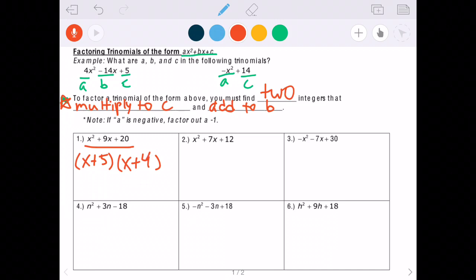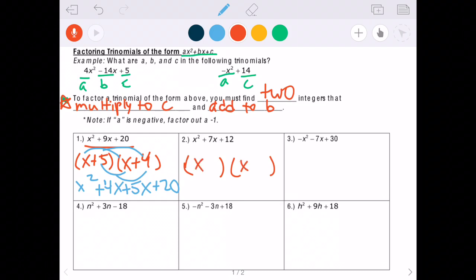Now the way to check: you could FOIL this, because we took our foiled form and got our two binomials. So if we want to check, we FOIL, and we get x squared plus 4x plus 5x plus 20. Then if we simplify that, we get x squared plus 9x plus 20, which is what we started with. That's just a quick way to check. Let's move on to number 2.